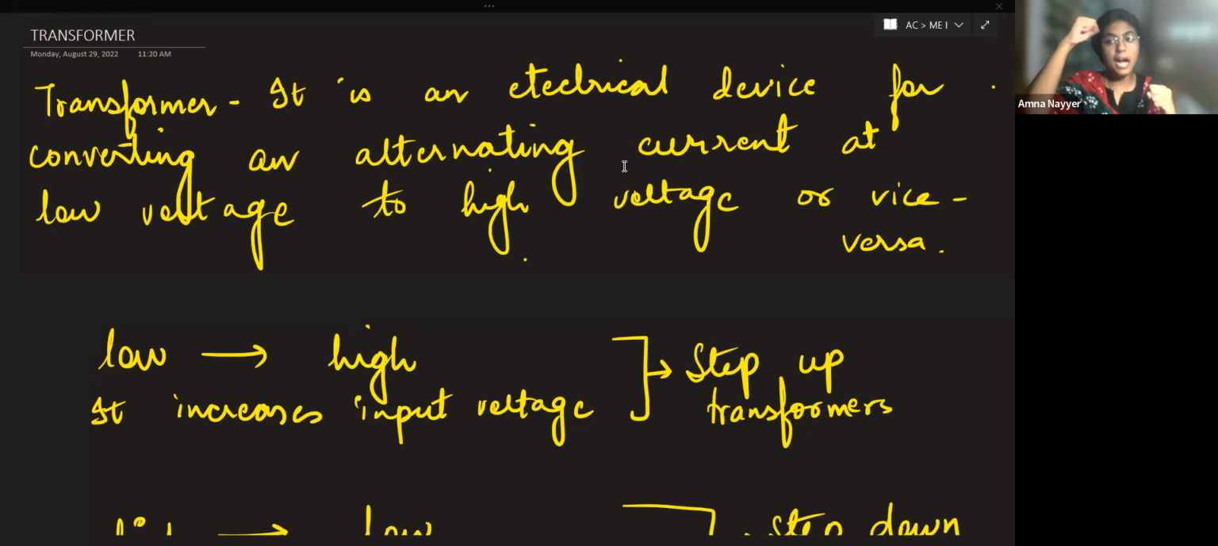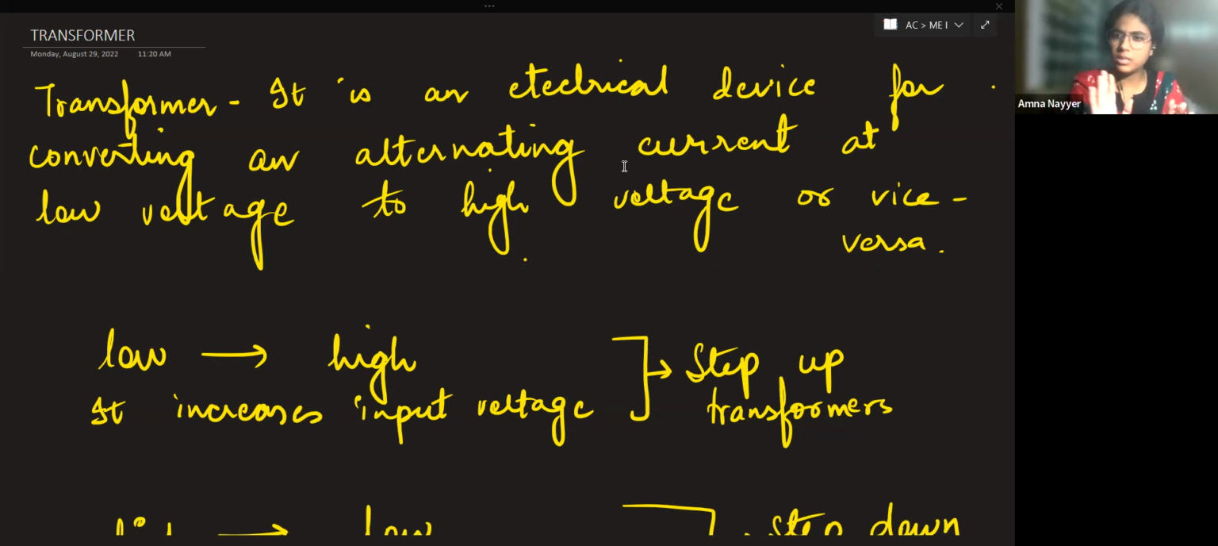And if the higher voltage is brought down towards the lower one, so if it decreases the input voltage, then we say it is a step down transformer. That is what is meant by transformer. Transformers are of two types: step up, step down. If voltage increases, step up. If voltage decreases, step down. Clear? Easy. See, transformers is easy.